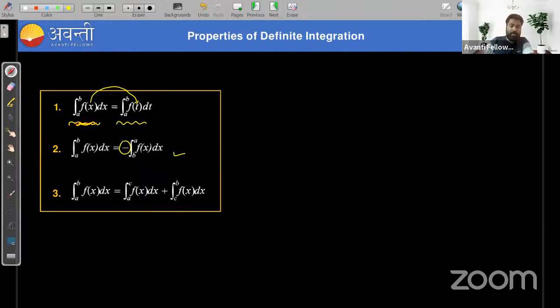And the third property is that you can break the interval, or break the limits given in the definite integration. Suppose it is given the integration from a to b of f of x dx. It can be broken into two integrals, where c belongs to the interval ab: integration a to c f of x dx plus integration c to b f of x dx. Is that clear? So these are three basic properties of definite integrations.